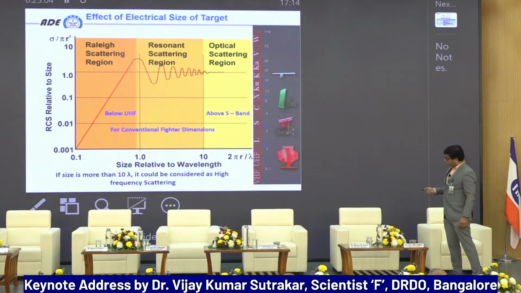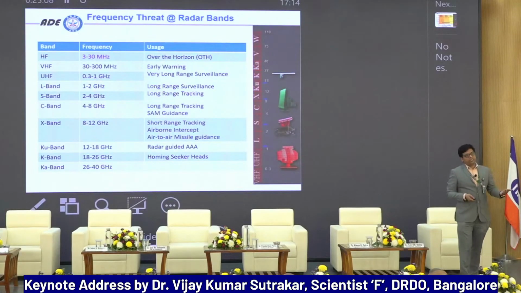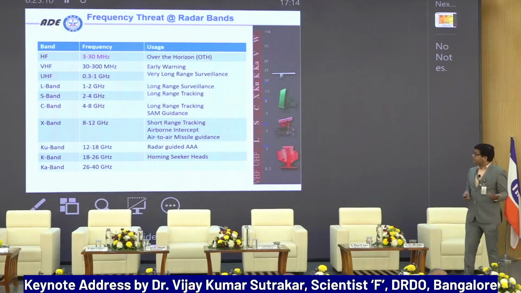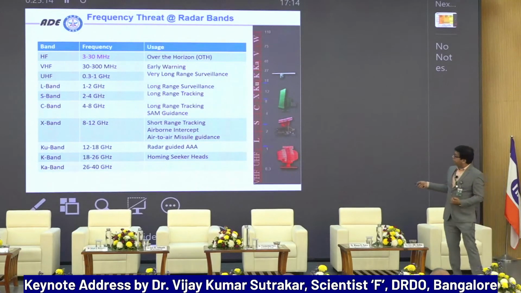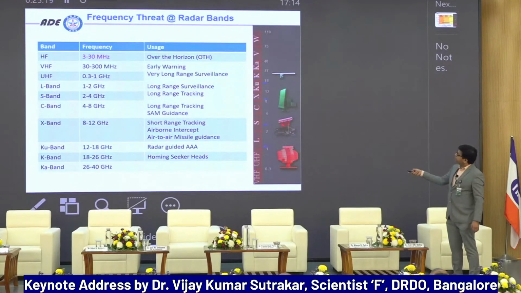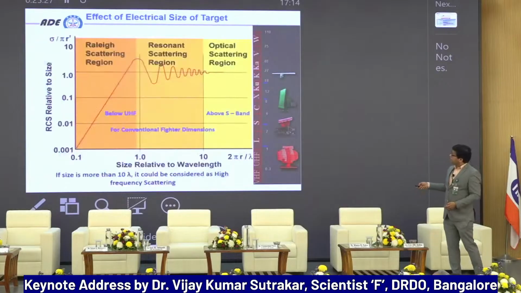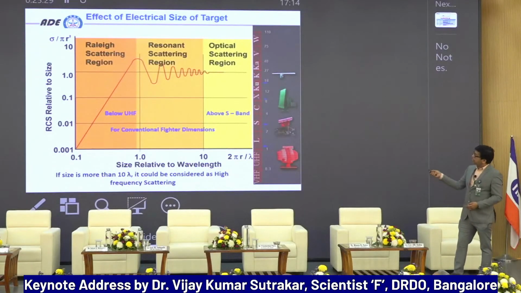So now here is the catch. You may have a requirement: I want a stealth aircraft which should work, for example, and I am just taking a random number, for the UHF, from 0.3 gigahertz to 18 gigahertz. I want a stealthy bird. Now this is the requirement. So I will show in the next slide how the RCS varies.